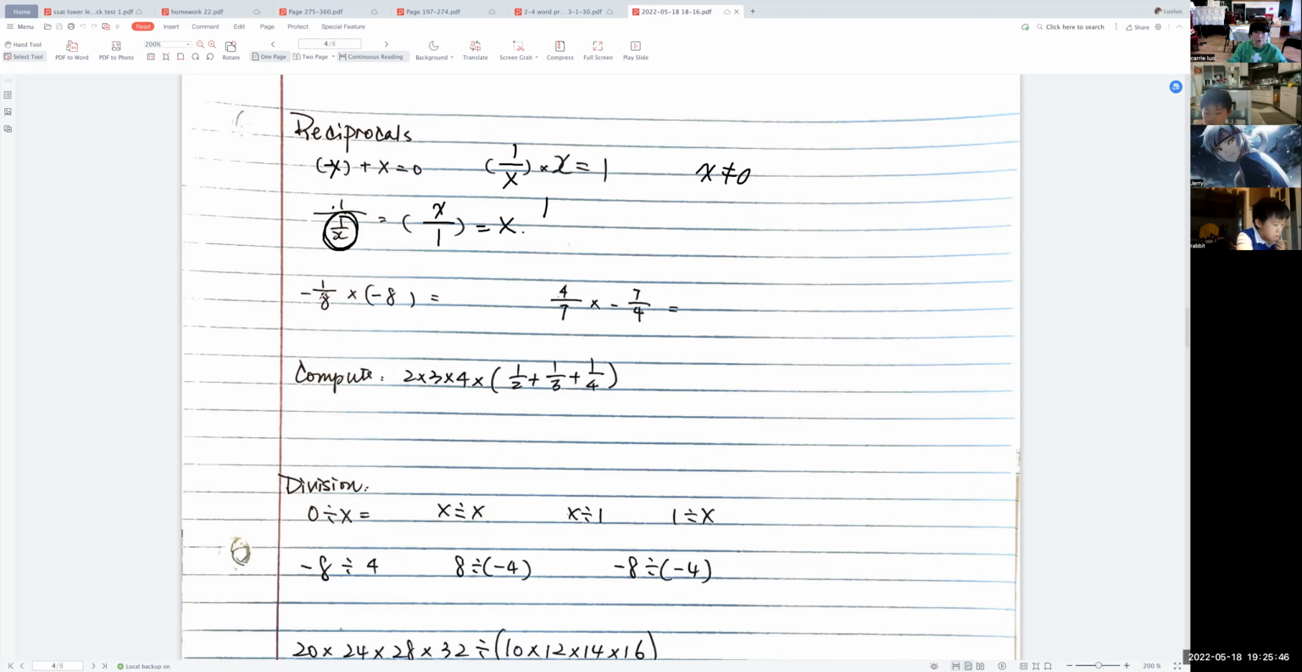Okay, so let's take a look at this one. So negative 1 over 8 times negative 8 equals what? Equals 1. Okay, because negative times negative equals positive, and 1 over 8 times 8 equals 1. So for any number, its reciprocal times itself always equals 1. So 4 over 7 times 7 over 4 equals what? 1. Okay, so now please compute this question: 2 times 3 times 4 times, in brackets, 1 over 2 plus 1 over 3 plus 1 over 4.